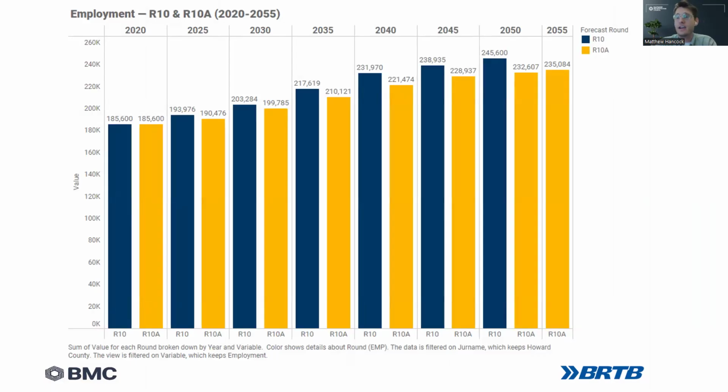Employment also revised down across all the forecast years between 2025 to 2050. We're seeing that this will continue to reduce employment by about 3,500 jobs through 2040 before leveling off to round 10 in 2045-ish.